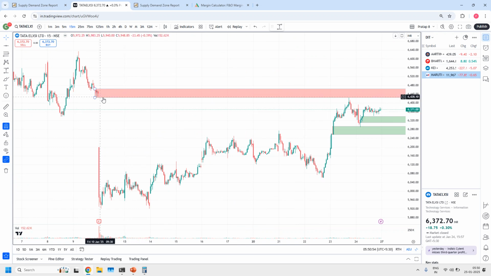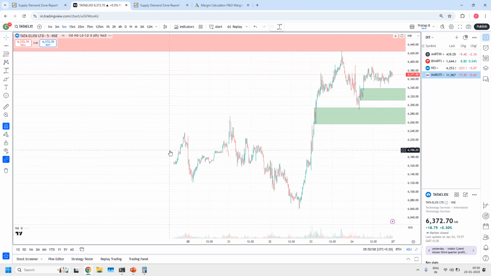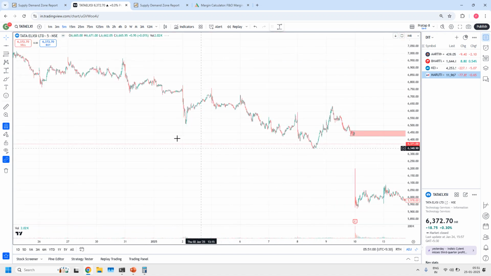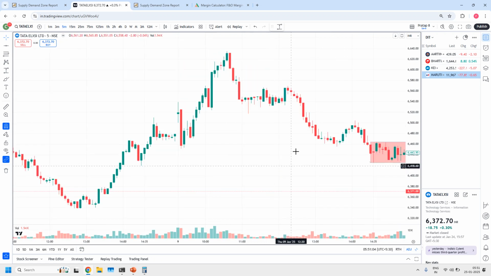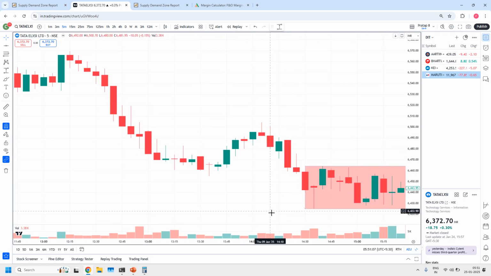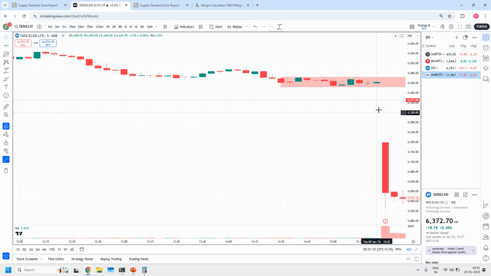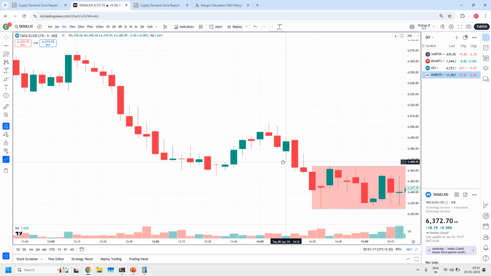Okay, most importantly, is it having a fine-tuned 5-minute zone? That is important. Let's go and identify the first fine-tuned 5-minute zone. Is there or not? Yes. Here we have a rally candle, 3 base candles, and then a drop candle. That way you can treat it.